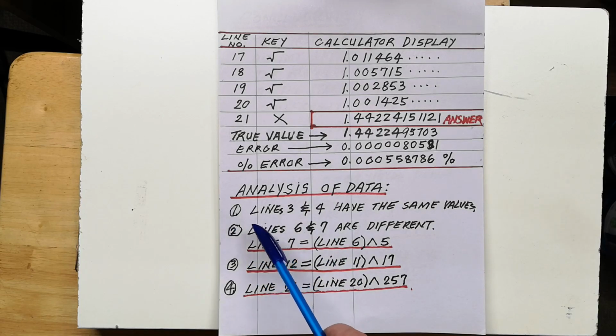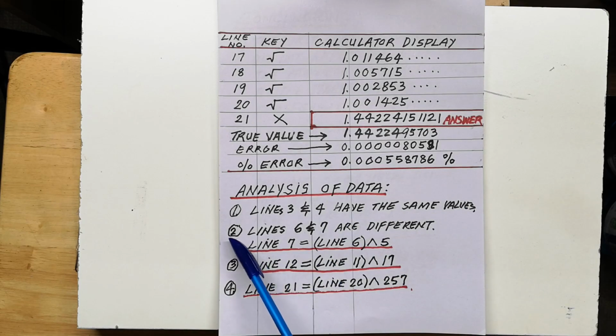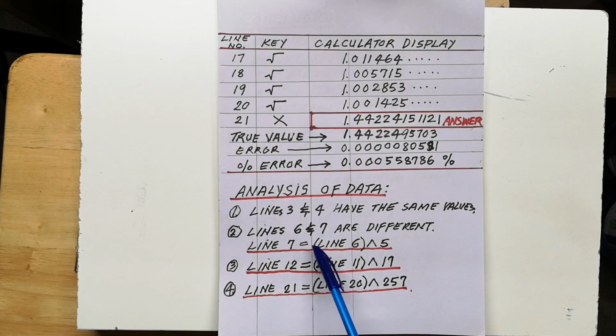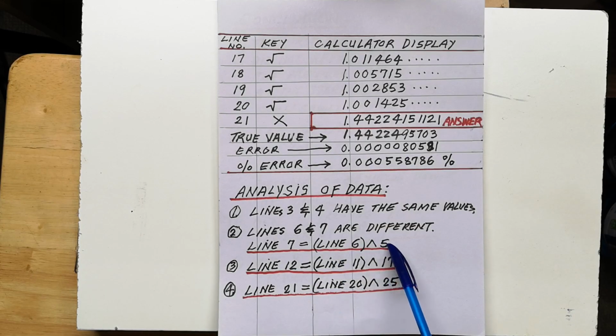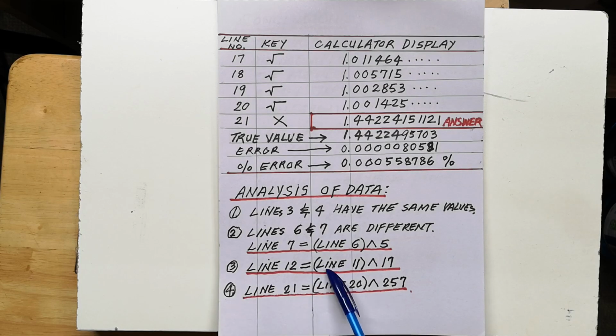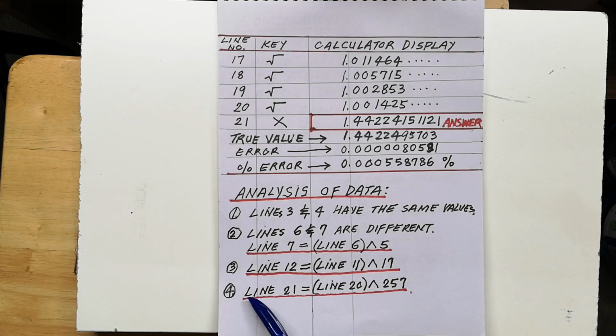Analysis of the data from what is written above. Number 1, line 3 and 4 have the same value. Number 2, line 6 and 7 are different, in which the value of line 7 is equal to line 6 raised to the 5th power. Line 12 equals line 11 raised to the 17th power. Line 21 equals line 20 raised to the 257th power.